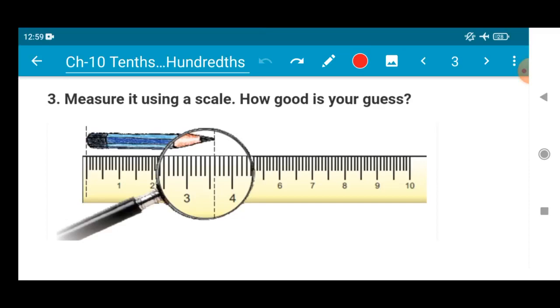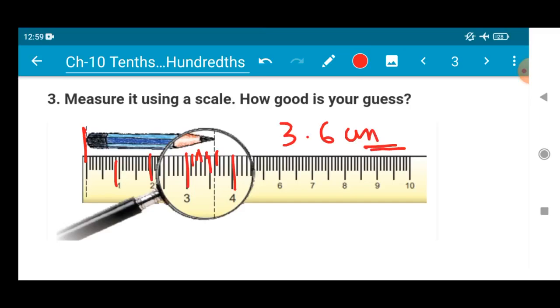We are going to check that. So starting from 0 to 3, it is here, 3 centimeter, right? 1 here, 2, and it is 3. 4 is here, so 3, 3.1, 3.2, 3.3, 3.4, 3.5 and 3.6. It is 3.6 centimeter is the measurement of the pencil.